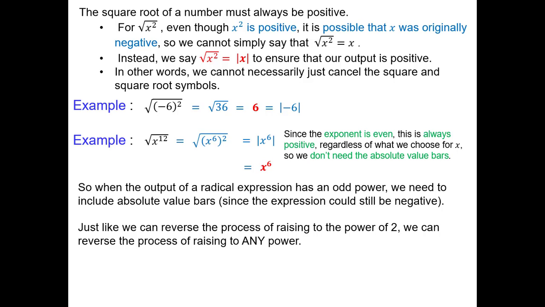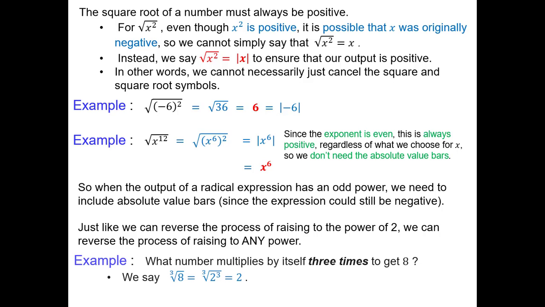So just like we could reverse the process of raising it to a power of 2, we could also really do this for any power. So if I wanted to take the cubed root of 8, that's simply saying what number multiplies by itself 3 times to get 8. So you could rewrite 8 as 2 to the power of 3, and then recognize that the cubed root of 2 cubed is 2. So that index, or the quantity in the tail of that radical symbol, tells us how many of the same factor we are actually looking for.